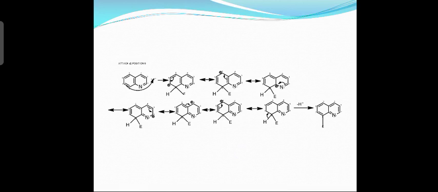Now, next is attack at position 8. Here also, for the attack at position 8, this position is the 8th position. It should be negatively charged. Then only the electrophile will come and attack. So, shifting of electrons takes place throughout both the rings. Then you will get different resonance structures. You can see here, till here you have resonance structures. In the last step, elimination of H plus ion takes place, or minus H plus, to give the 8-substituted electrophile product.